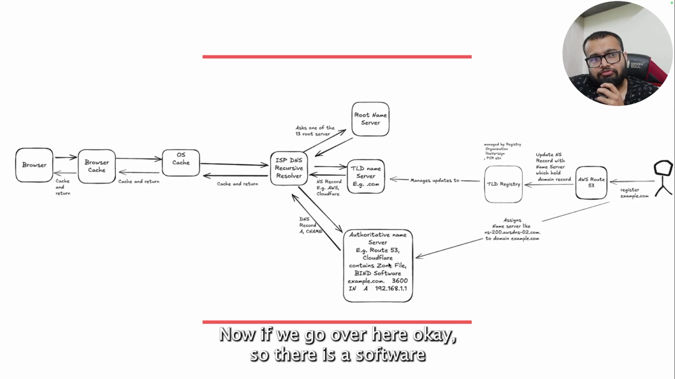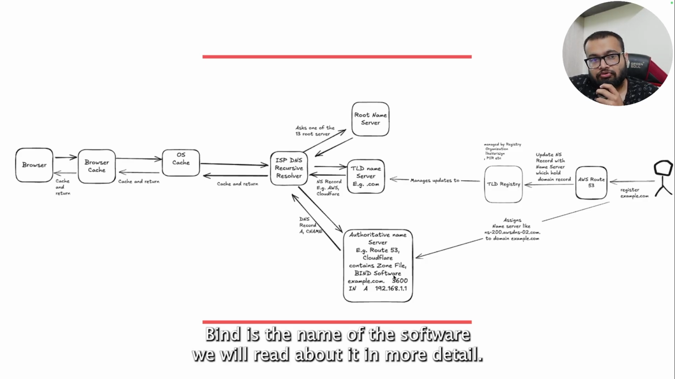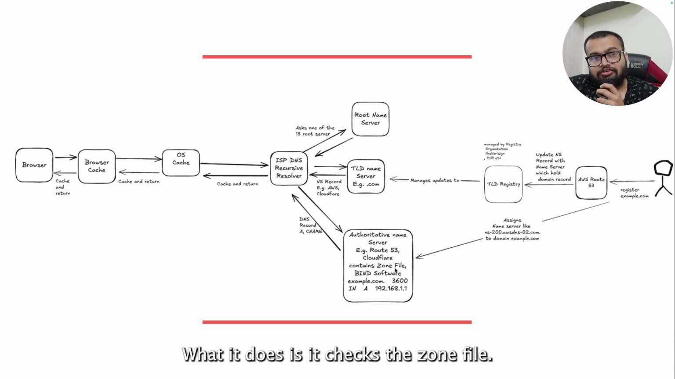Okay, so there is a software which runs, generally Bind software. Bind is the name of the software. We will read about it in more detail. What it does is it checks the zone file. Okay, the zone file was updated here, remember? And it checks the zone file. It sees, okay, there is a mapping. It returns the DNS record.